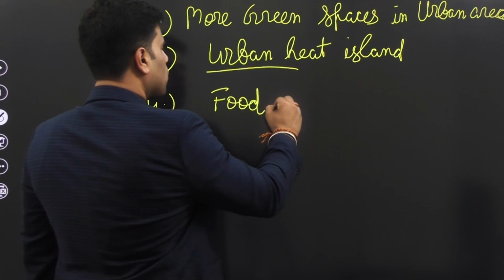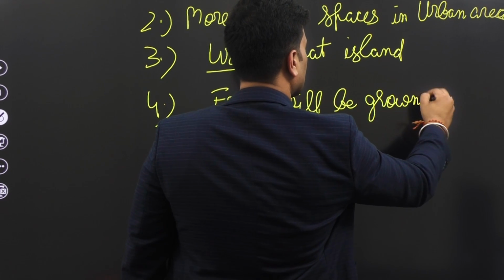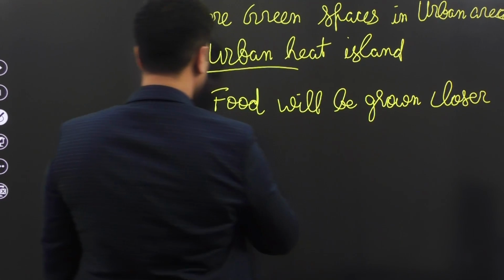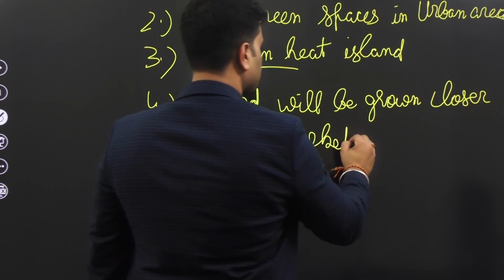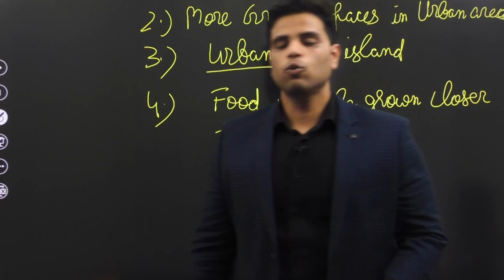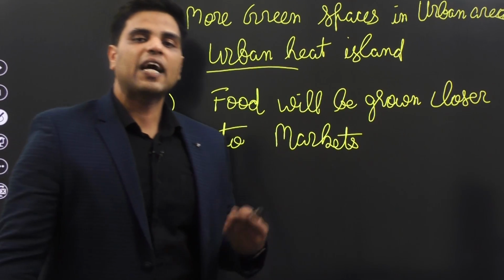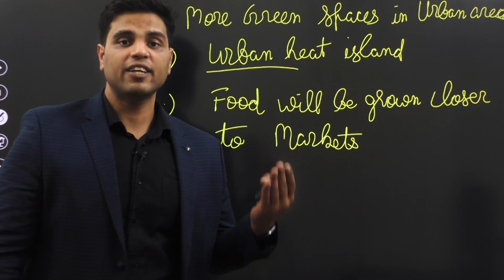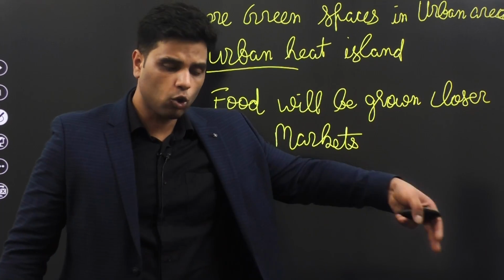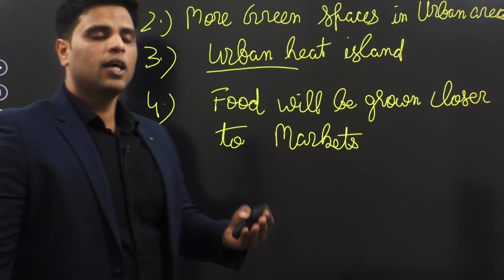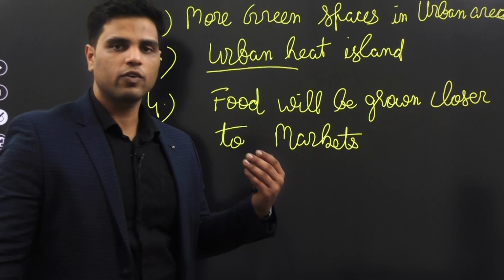food will be grown closer to markets. Because most of the food that is grown in rural areas is consumed in urban areas. Now, a lot of time is wasted, time, money and resources are wasted in transporting that food from rural areas to urban areas. If you're growing food closer to urban areas only, then that time, money, energy and resources are not spent in transporting that food, right?